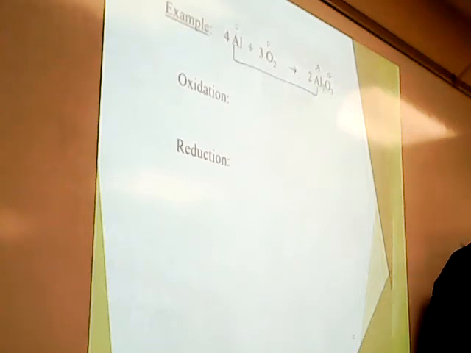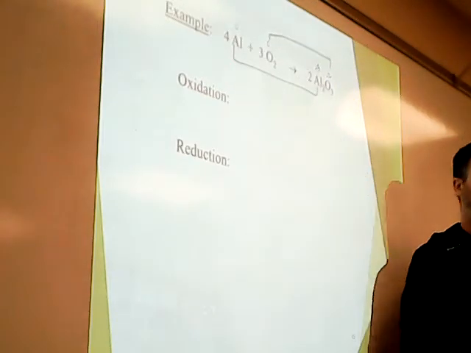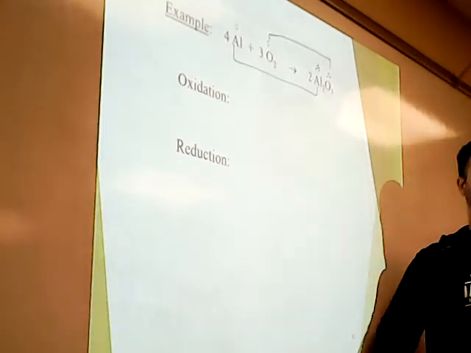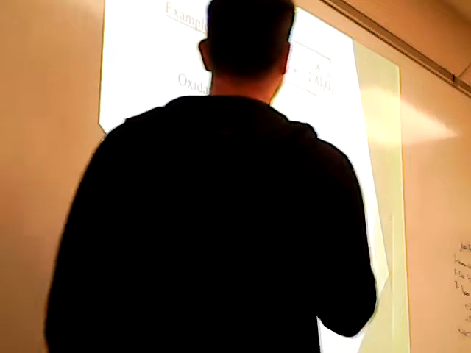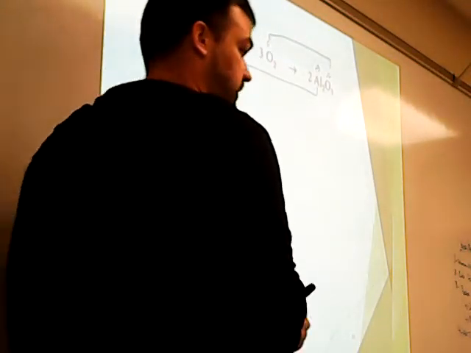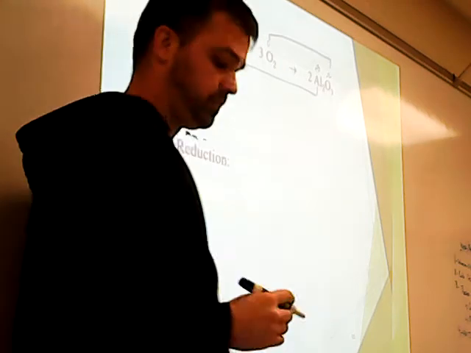Oxygen starts at 0, turns into -2. Is that a change? Connect them. Okay? So now we got to figure out, once again, write it down if you need to. Oxidation means more positive. Reduction means more negative.